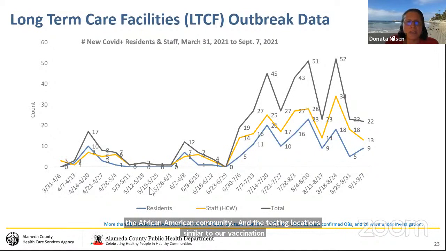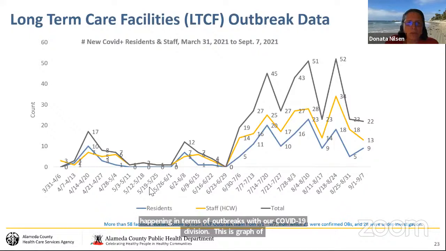And then just to give you a quick overview of what's happening in terms of our outbreaks with our COVID division. This is a graph of our long-term care facility outbreak data. So here you can see that we had very few cases from March to the middle of June. And then we started having a slight increase, kind of up and down, over the last about 2 months. But overall, this is very low compared to what we saw before our vaccinations came out. And we are working very hard with all of our long-term care facilities to make sure they have access to vaccine.